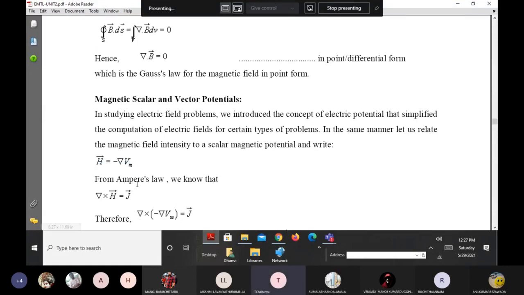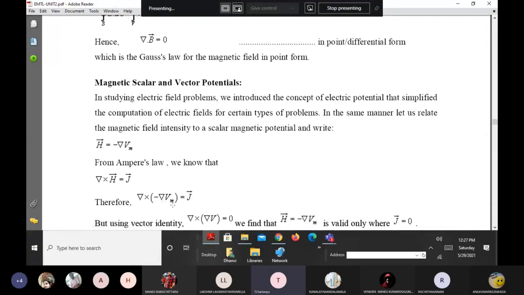From Ampere's circuital law, we have recognized that del cross H bar is equal to J, where H bar is equal to minus del V suffix M. So I can substitute H bar equal to minus del Vm here. Then obviously del cross minus del Vm equals J bar. This is the fundamental equation which I have derived from Ampere's circuital law.